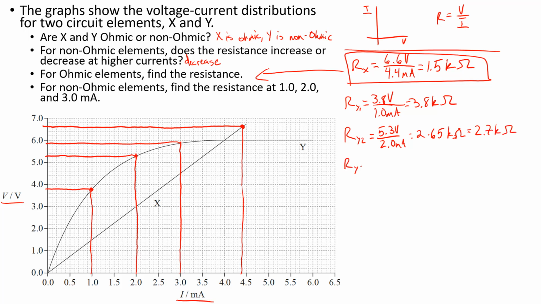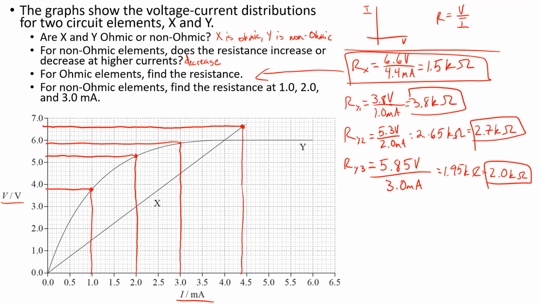And the resistance of Y at 3 milliamps is, let's see, looks like it's a little past 5.8. It's going to be about 5.85 volts over 3.0 milliamps. About 1.95 kilo ohms, or to 2 sig figs, 2.0 kilo ohms. So really, we just look at the graph and use Ohm's law to calculate the resistance.